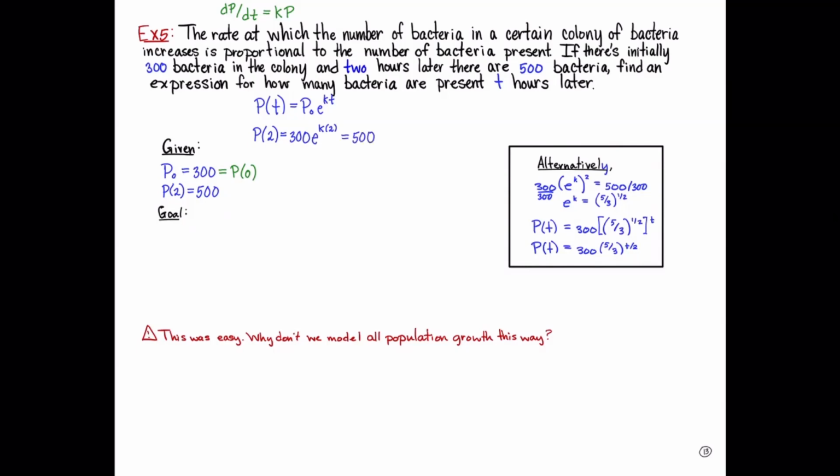And now we can solve for k. Let's divide both sides by 300. e to the 2k is equal to 5/3. And then taking the natural log of both sides and dividing by 2, we get that k is equal to 1/2 the natural log of 5/3. We sub that back into our initial equation. P of t is equal to 300 e, and in place of k, we have 1/2 the natural log of 5/3, and that entire quantity times t, and that's all in the exponent.